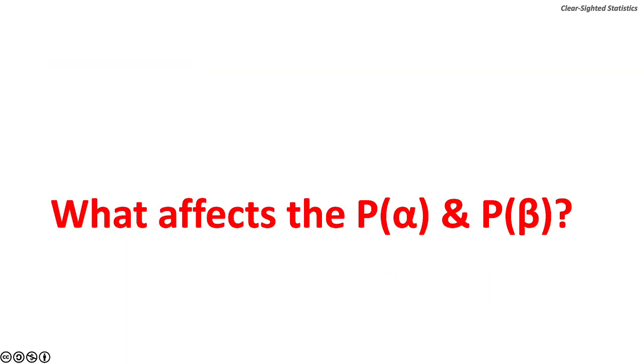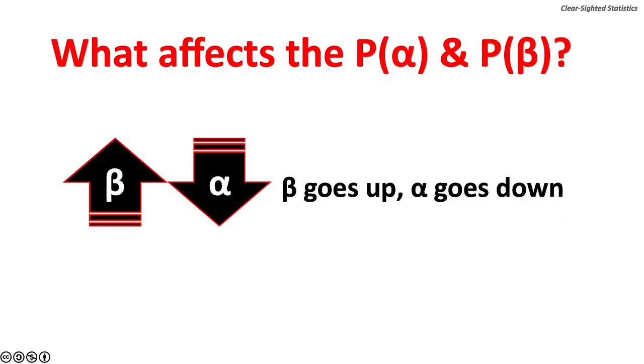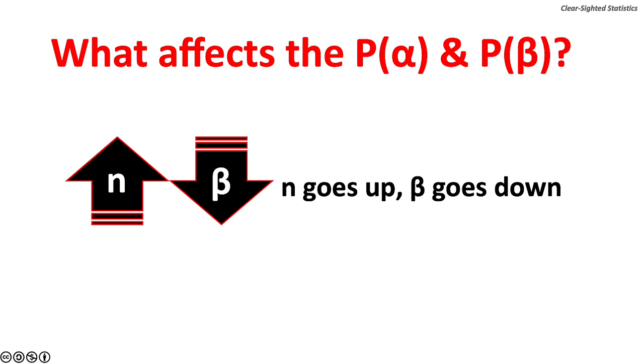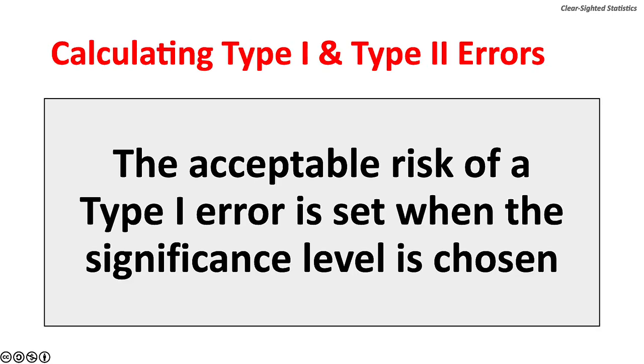What affects the probability of a type 1 error and the probability of a type 2 error? As the probability of a type 2 error goes up, the probability of a type 1 error goes down. When the variability of the data increases, the probability of a type 2 error goes up. When the sample size n goes up, the probability of a type 2 error goes down.